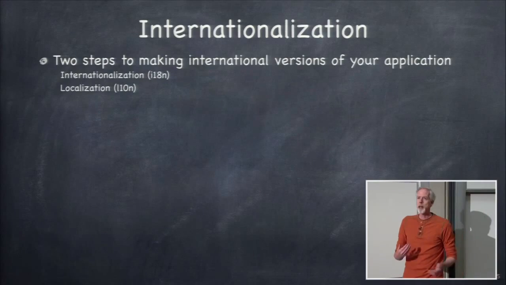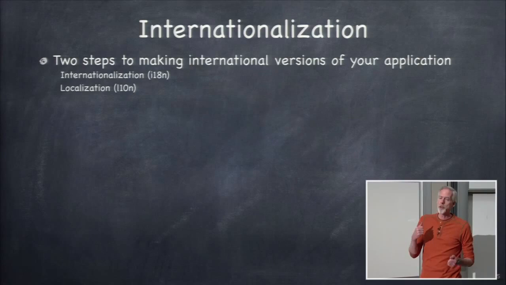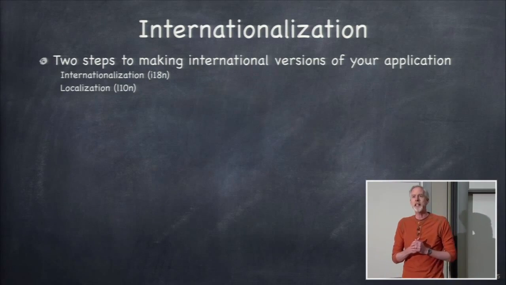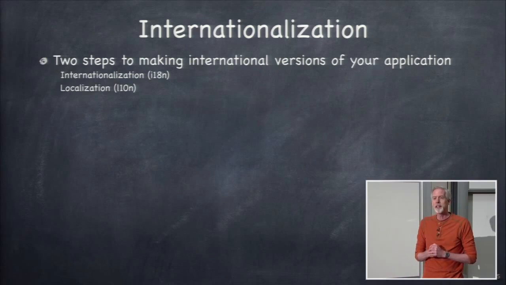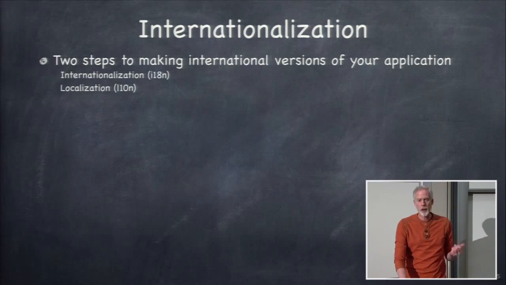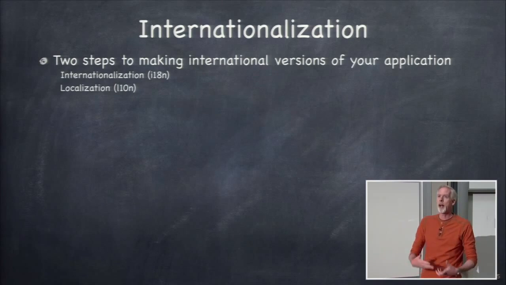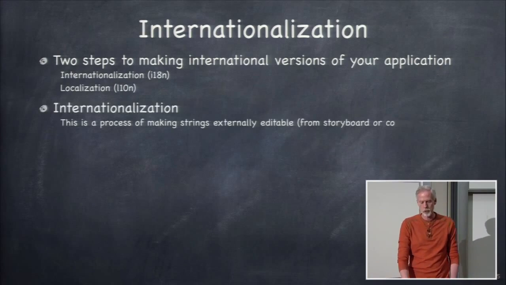All right, so let's talk about internationalization and localization. Those are actually two different things. Internationalization, sometimes called I18N, because there are 18 letters between the I and the N, is the process of making your application localizable. And then localization is the process of actually translating it to another language.